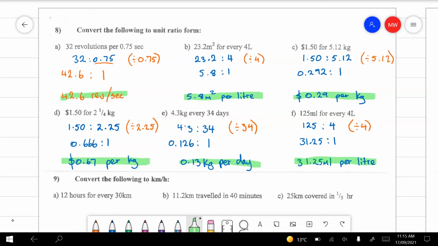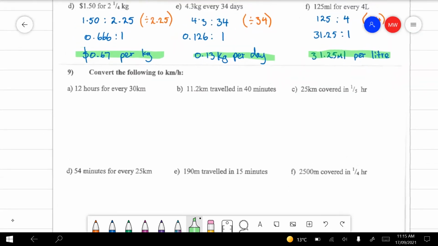All right. Converting to kilometres per hour. Alrighty, so what have we got? 12 hours and we've got 30 kilometres covered. So let's rewrite this so that it makes a bit more sense. That means that I've covered 30 kilometres in 12 hours. It's very similar to what we're doing above there.